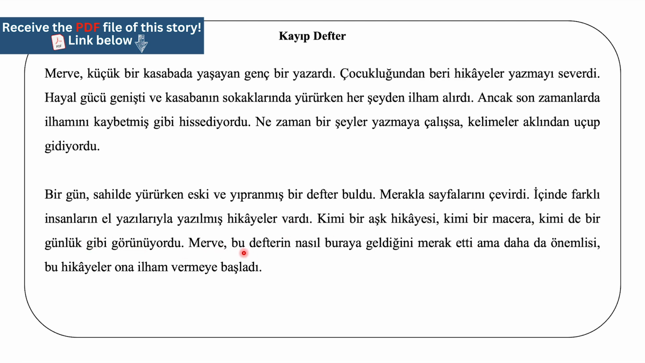Okay, Merve bu defterin nasıl buraya geldiğini merak etti. We can stop here because we have a verb. Now, Merve wondered how this notebook ended up there. Merve merak etti, from merak etmek, wondered. So, Merve wondered how. Nasıl means how. How what? How this notebook came here. Buraya, to here, geldiğini, it came.